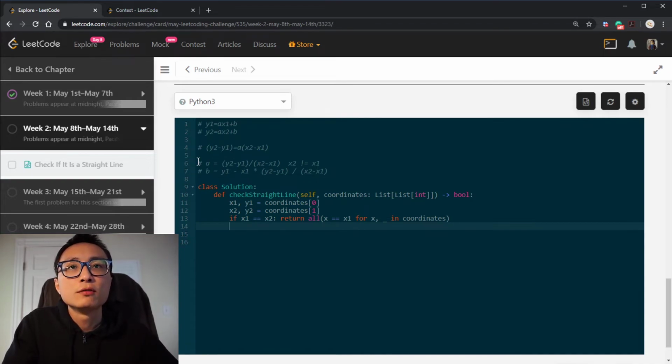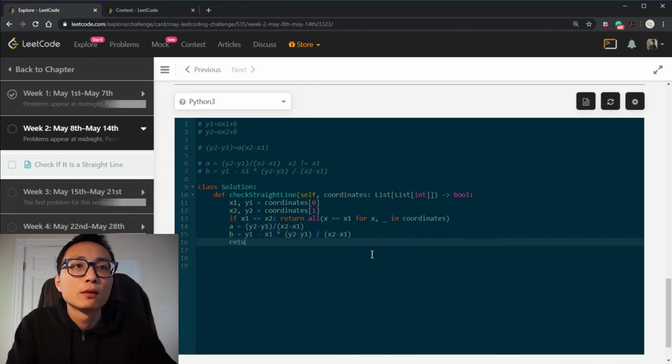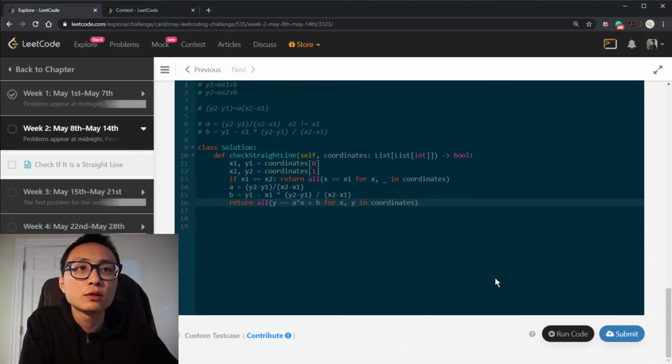Otherwise, we'll just work out the formula. a is equal to, I can just copy and paste this over here. Oh, I'm missing some part. b is this value, and we want all the points to be on this line, which is equivalent to saying that y is equal to a multiplied by x plus b for x, y in coordinates. Yep, so this is pretty much the code.